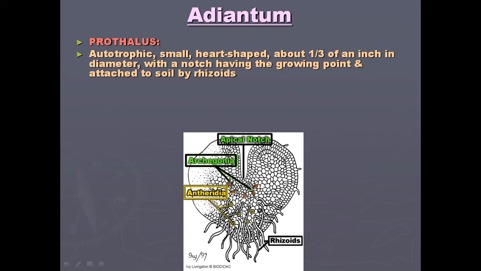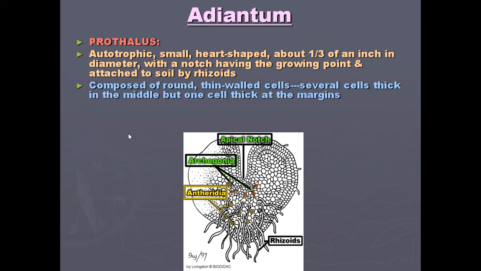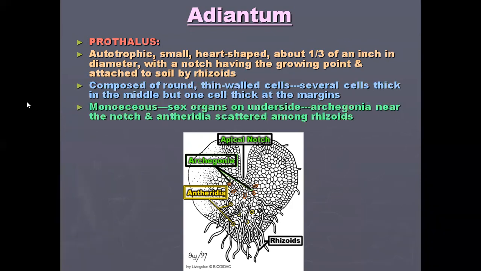The apical notch is the growing point. It is an autotrophic, small, heart-shaped gametophyte, one-third of an inch in diameter, just about the size of a thumbnail, with a notch having the growing point, and attached to the soil by rhizoids. It is composed of round, thin-walled cells, several cells thick in the middle, but one cell thick at the margins. Monoecious means both the sex organs are present on it.